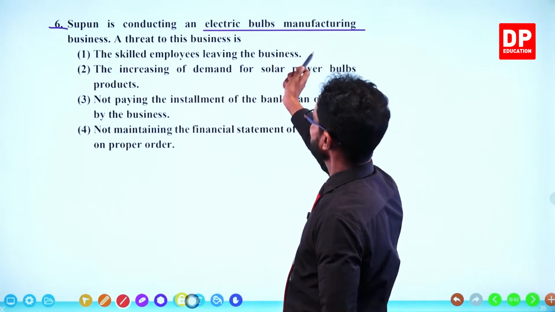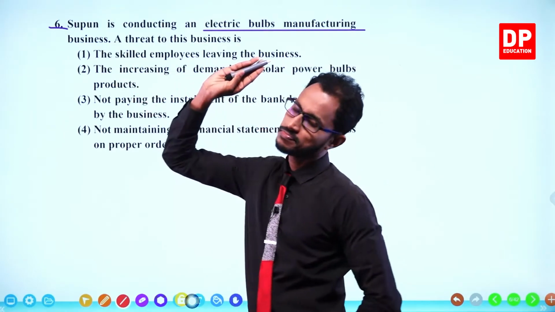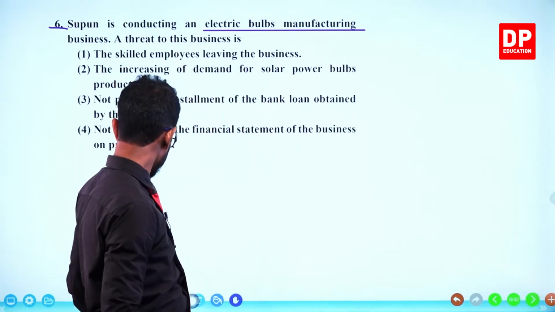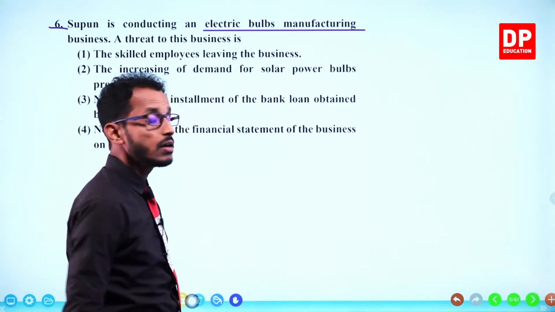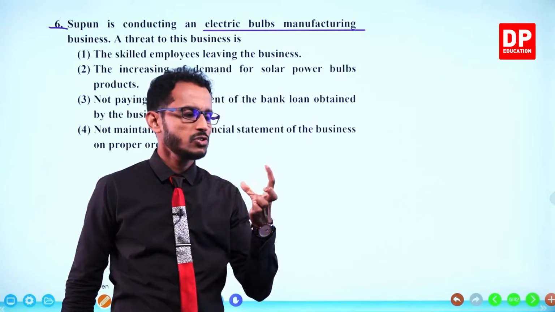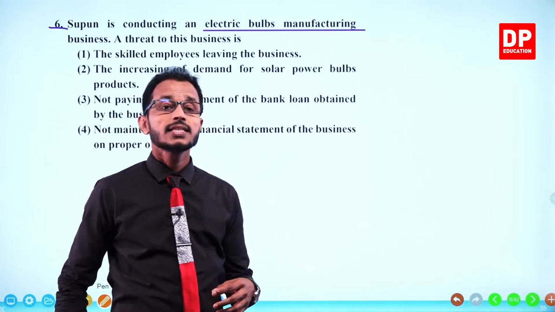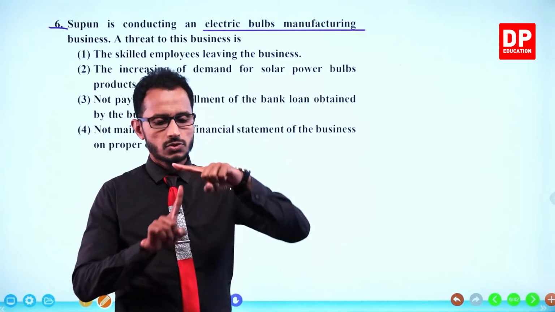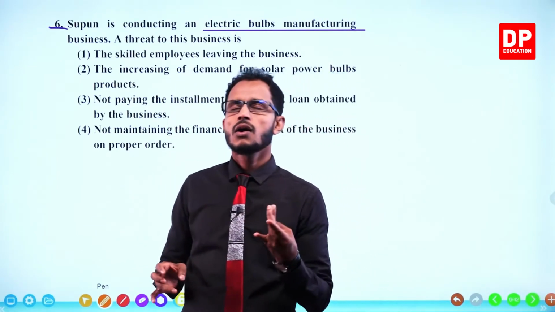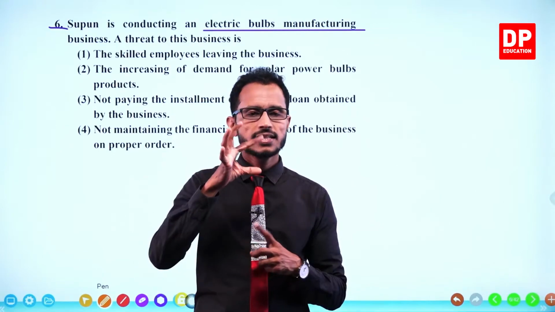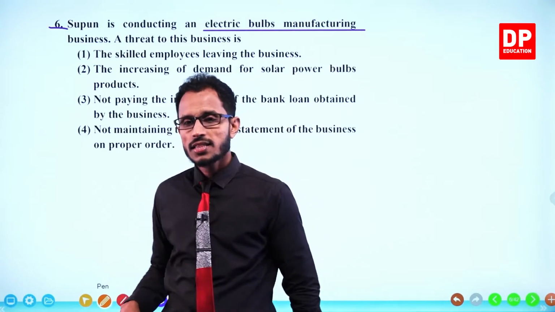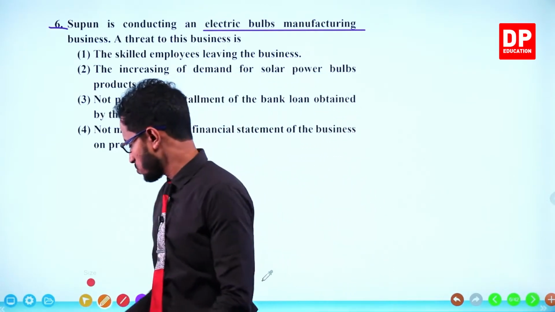Skilled employees leaving the business. That is the first answer. Okay, threats. In which lesson do we get strengths, weaknesses, opportunities and threats? First lesson, the very first lesson. The SWOT analysis, that's right, the SWOT.